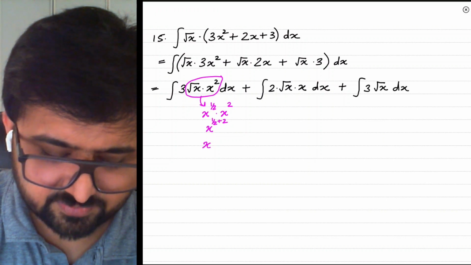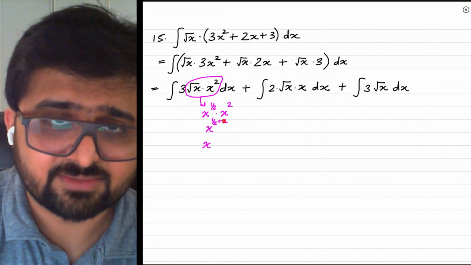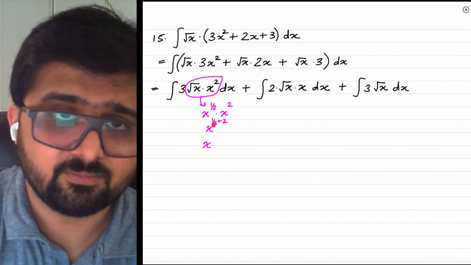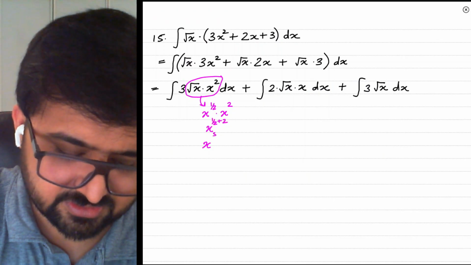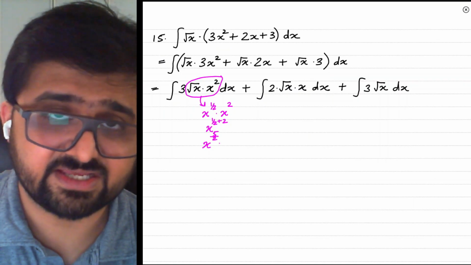That would become x to the power half plus 2, which is nothing but 2 times 2 is 4, so 1 plus 4, which is 5 by 2. I hope that makes sense. It's just a law of indices.